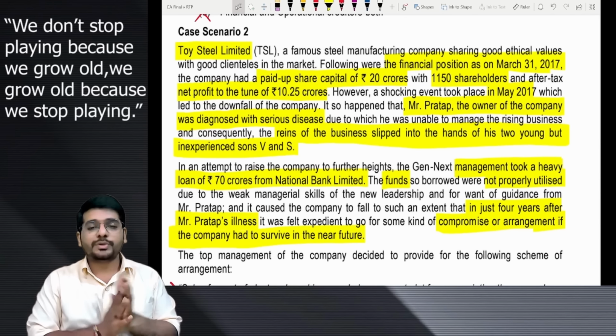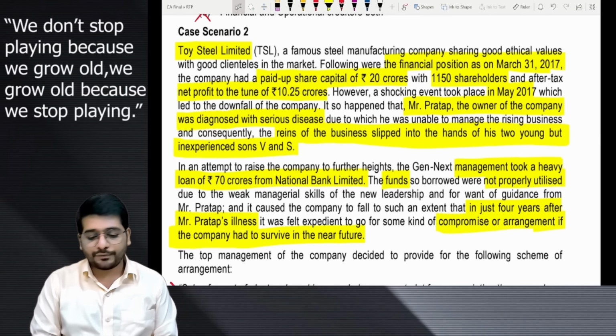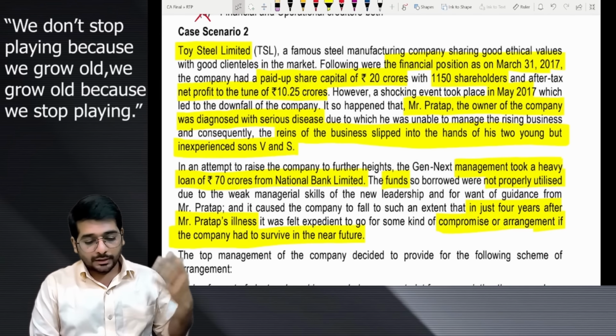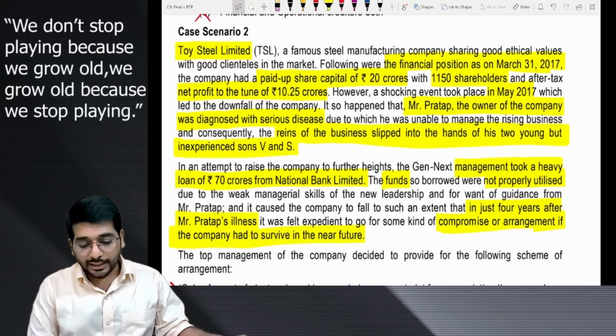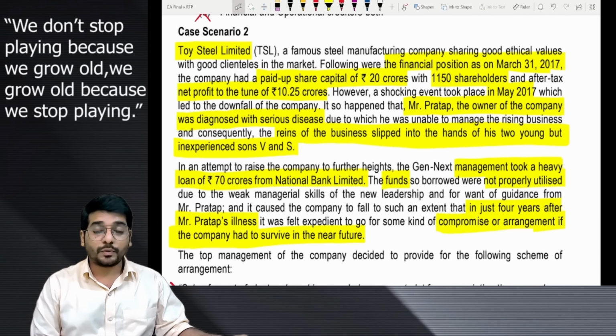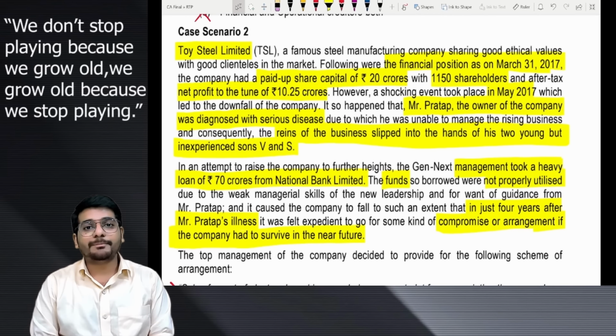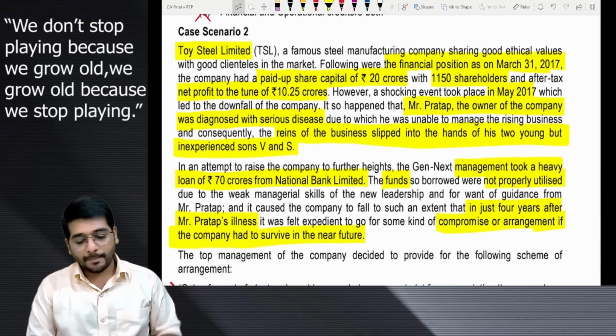Toy Steel Limited, whose financial position is given as on 31st March 2017. Paid up share capital 20 crores, 1150 shareholders are there, 1150. Wow. Net profit 10.25 crores is given.